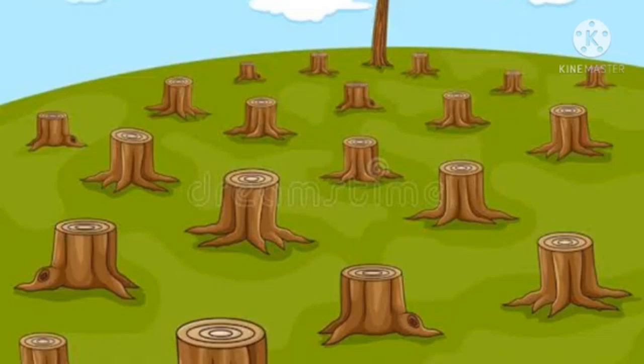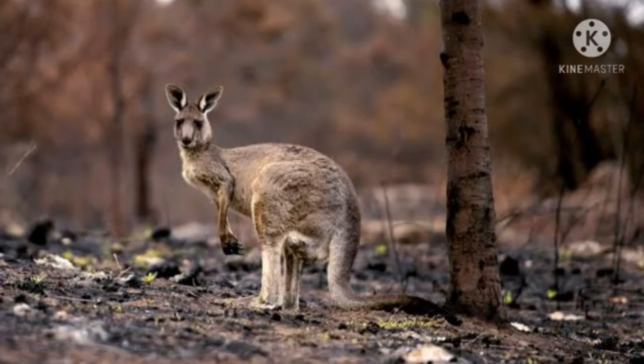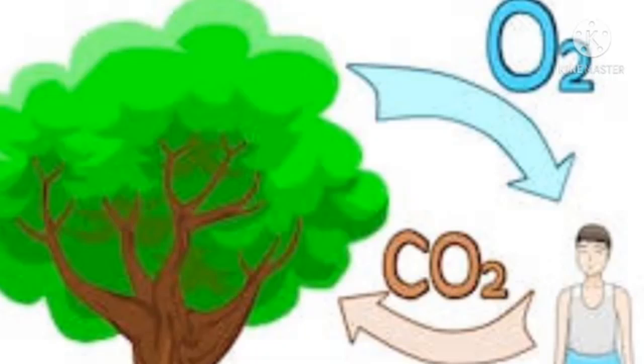People cut trees to make houses, furniture, and to grow crops on that land. Cutting down of trees has resulted in the loss of habitat of many wild animals. This is leading to the extinction of these animals as they do not have a home to live in and food to eat. Trees are very important for us because they give us oxygen to breathe.